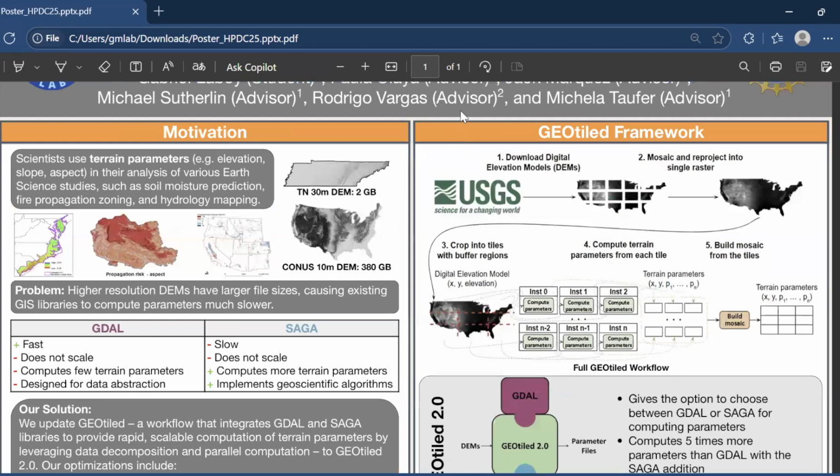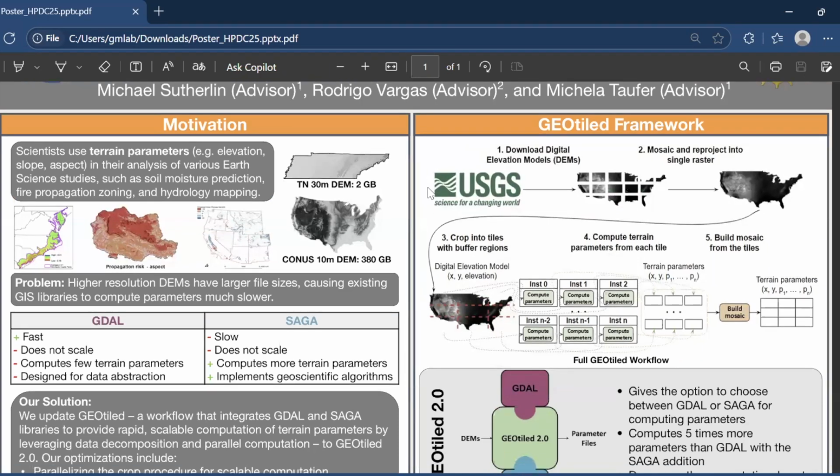To get started, I'd first like to discuss what terrain parameters are. Put simply, those are the physical topological features of the Earth's surface, such as elevation, slope, and aspect. These terrain parameters are used in various earth science studies, such as predictive upscaling for soil moisture, determining fire propagation zones, and mapping hydrological areas of interest. They are computed from what are known as digital elevation models, exactly what they sound like, digital representations of the elevation of the Earth's surface.